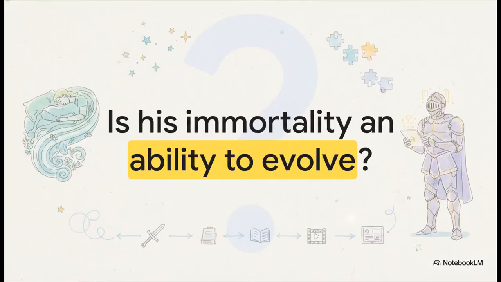Which leaves us with one final thought to chew on. The old legends say Arthur is sleeping in Avalon, just waiting to return when Britain needs him most. But honestly, based on everything we've just uncovered, maybe his true immortality isn't a physical return at all. Maybe his absolute superpower is his endless ability to evolve. So what version of King Arthur will the next generation invent?